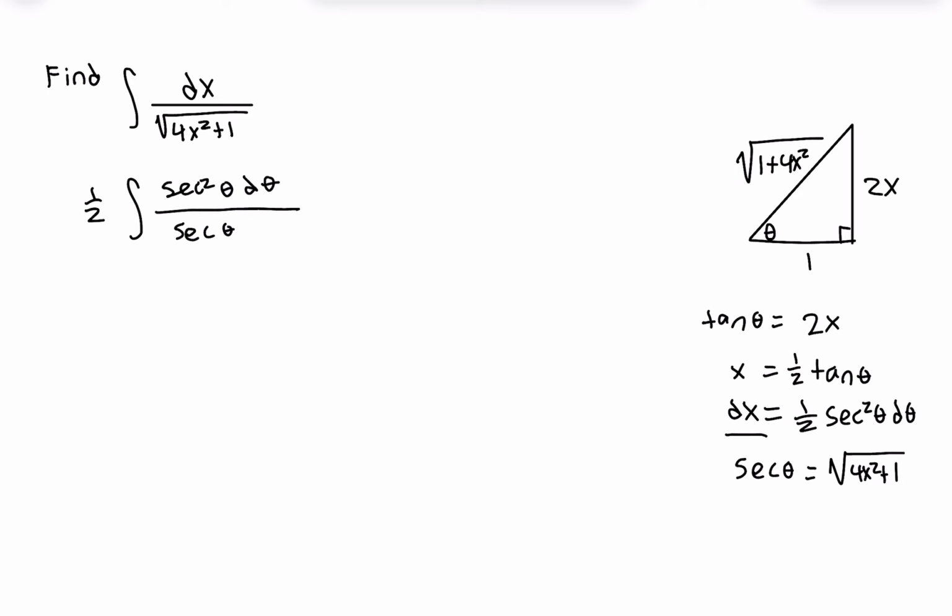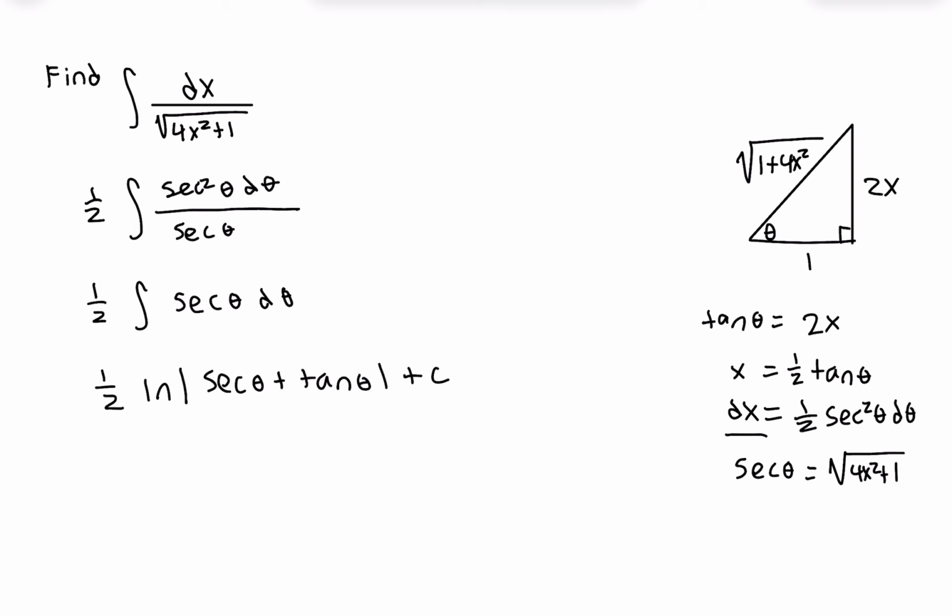So now from here we can simplify. So we have 1/2 the integral, and then secant squared theta divided by secant of theta is going to be equal to secant of theta with respect to theta. So now we can just take the integral from here. So we have 1/2, and then the integral of secant of theta is the natural log of the absolute value of secant of theta plus tangent theta. And don't forget plus c.